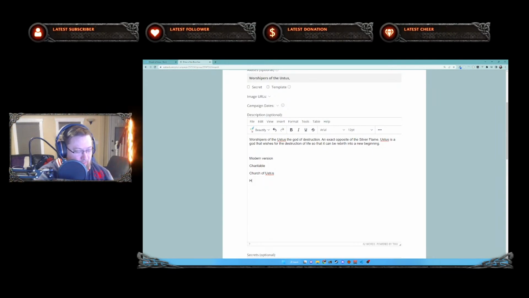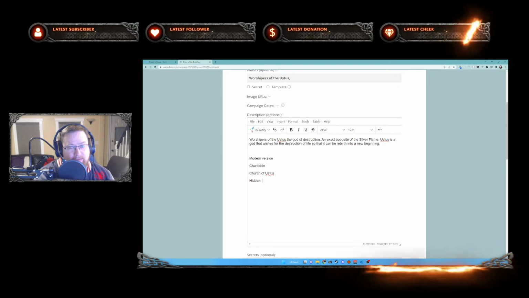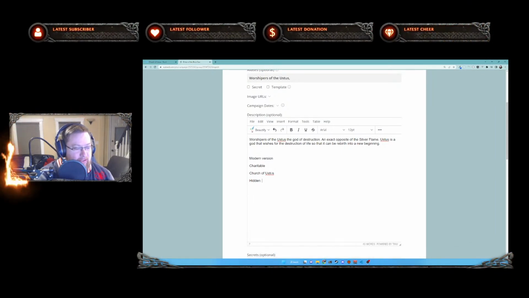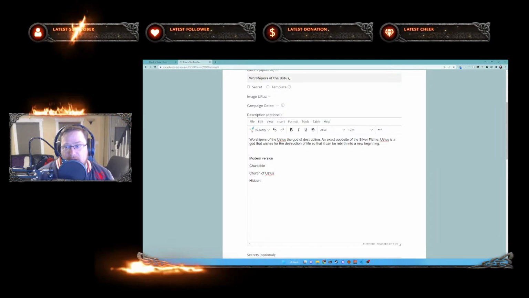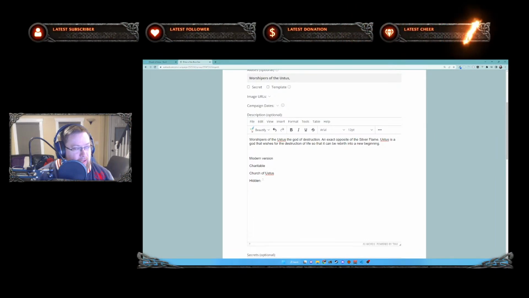How do they keep themselves hidden? It's an important fact of Grimwood, because everybody that has magic is hidden in the world. So it's important to know how they're going to maintain being hidden in the world. So we'll call them the Church of Eustace. They're definitely charitable, hidden.